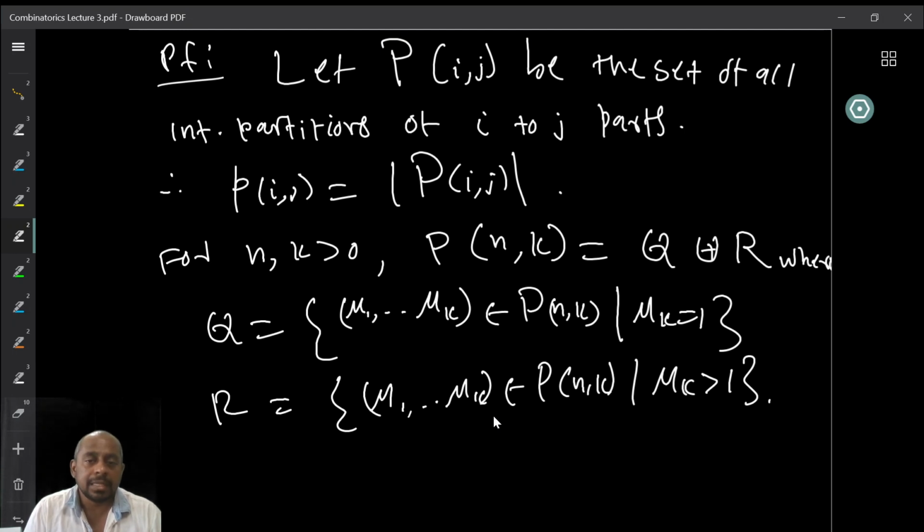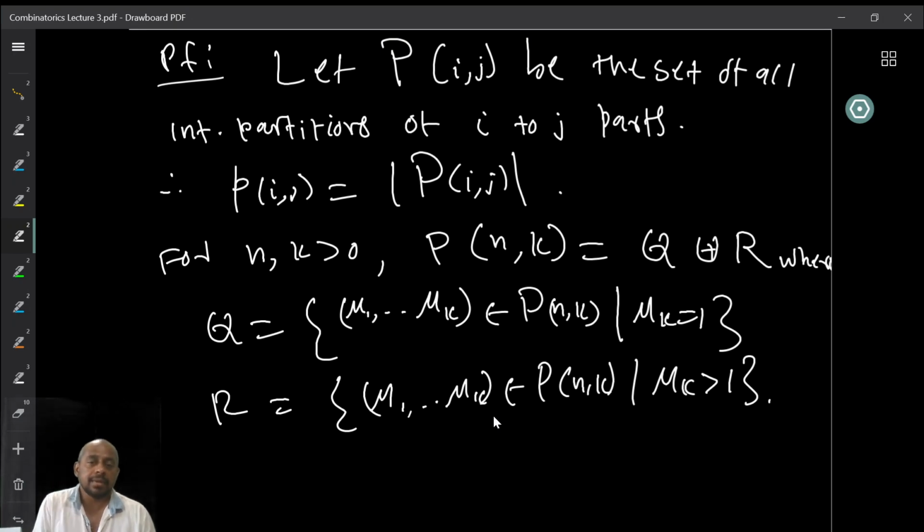Now for n and k positive, let us write P(n,k) as Q disjoint union R, where Q is the set of all partitions mu_1 to mu_k in P(n,k) such that mu_k is equal to 1, which is the last part is 1. So mu_k is the smallest part, right? The last part, that is 1. And then I will write R as the set of all partitions in P(n,k) such that mu_k is strictly greater than 1.